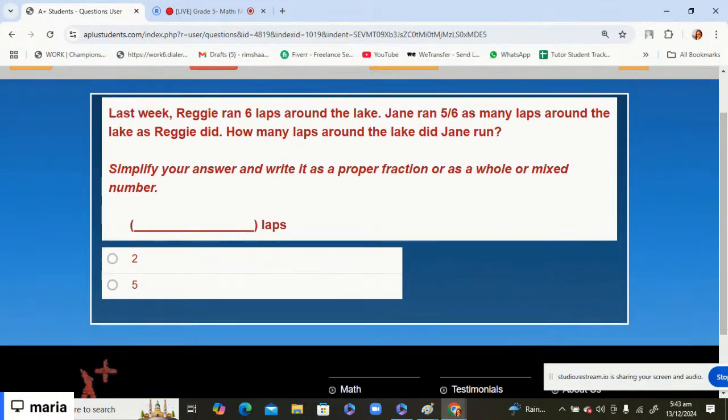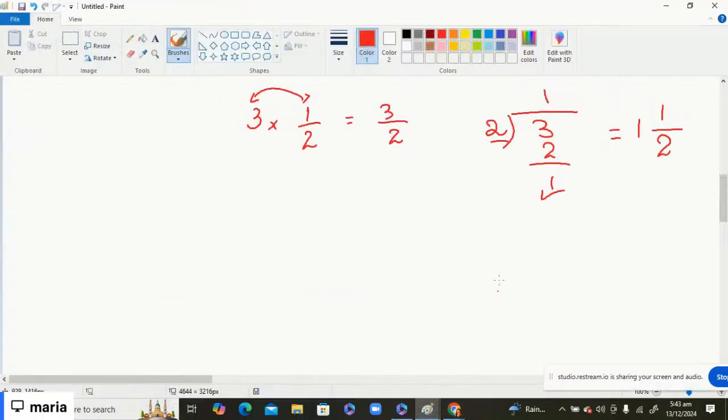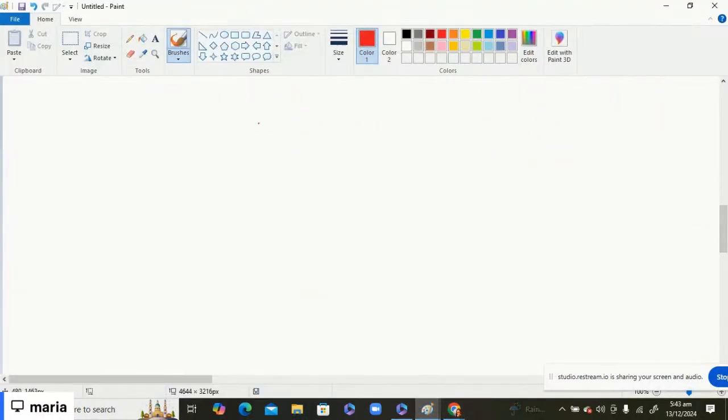Alright, last week Reggie ran 6 laps around the lake. Jan ran 5/6 as many laps around the lake as Reggie did. So how many laps around the lake did Jan run? 6 times 5/6. So here, look, 6 times 5/6. The 6 and 6 should be cancelled and only the 5 is left. Yeah, good, it's 5.